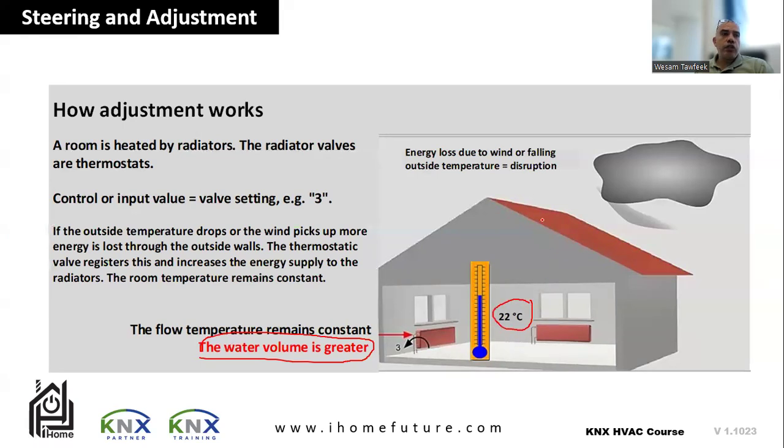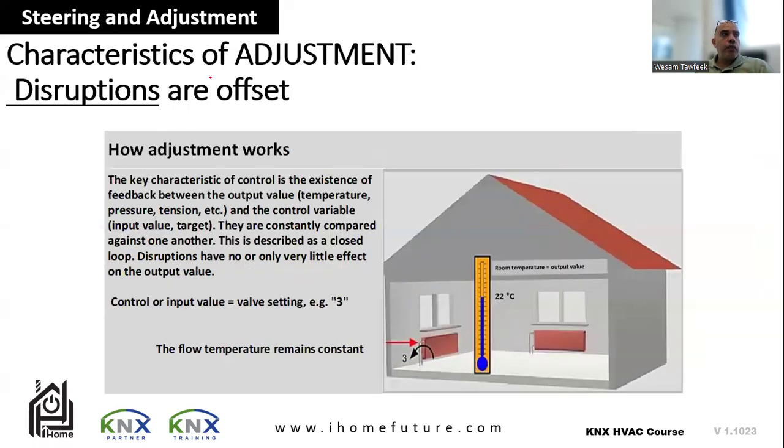So this is the idea of the adjustment. In the adjustment, I am taking the disruptions into consideration and offsetting them. The key characteristic of control is the existence of feedback between the output value, temperature, and the control variable input. They are constantly compared against one another. This is described as a closed loop. So the steering was an open loop. This one is a closed loop.